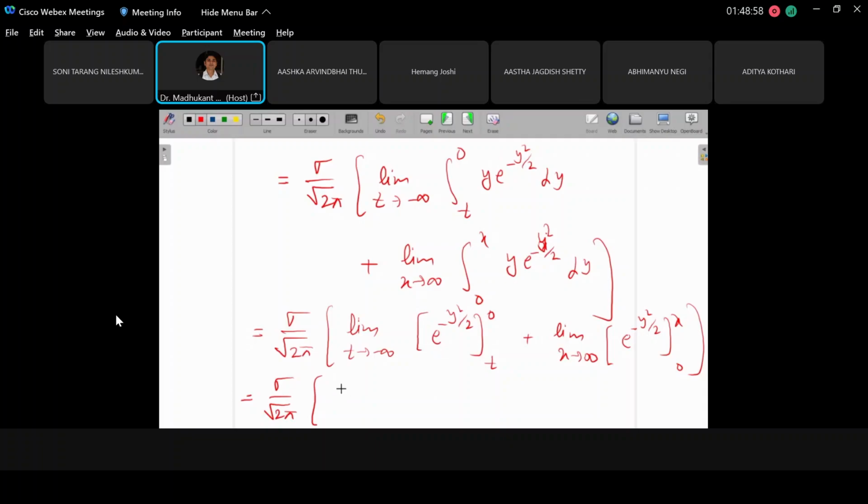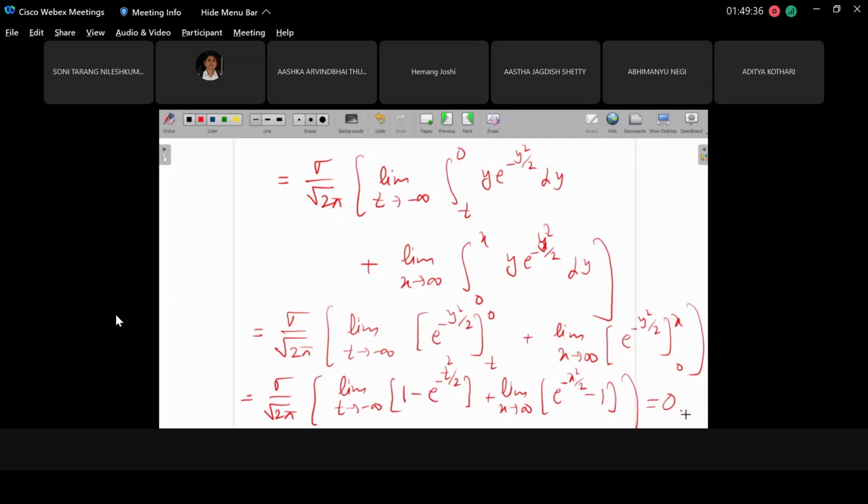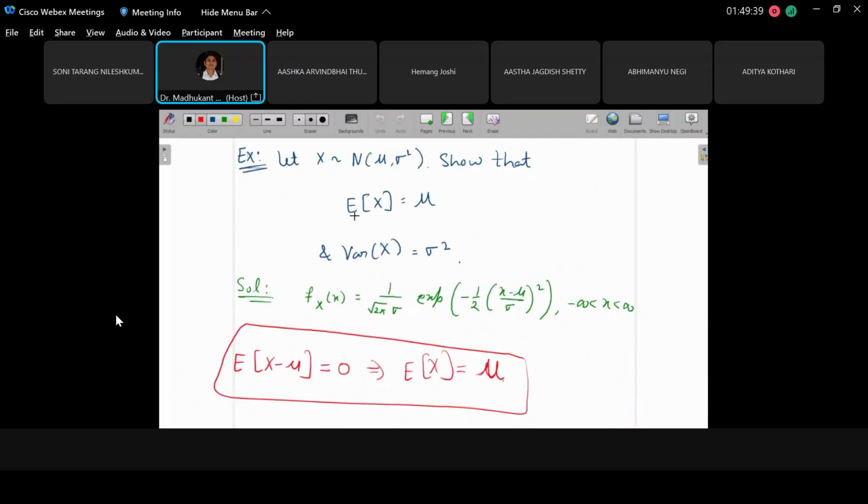Now this is going to be sigma by square root of 2 pi times limit t tends to minus infinity of 1 minus e to the power minus t square by 2, plus limit x tends to infinity of e to the power minus x square by 2 minus 1. If you apply the limit, e to the power minus t square by 2 tends to 0, and e to the power minus x square by 2 is also 0. 1 minus 1 is 0, so it turns out to be 0. So this is the mean.